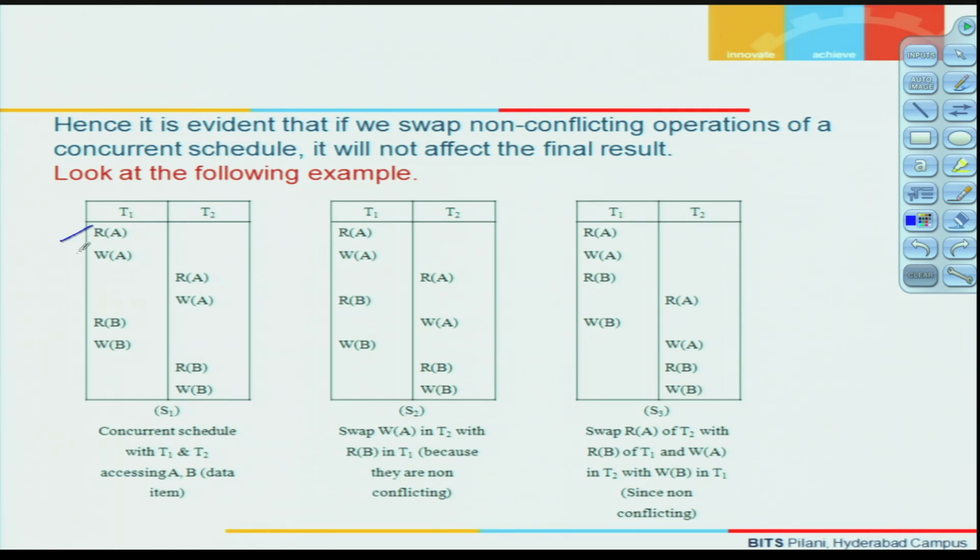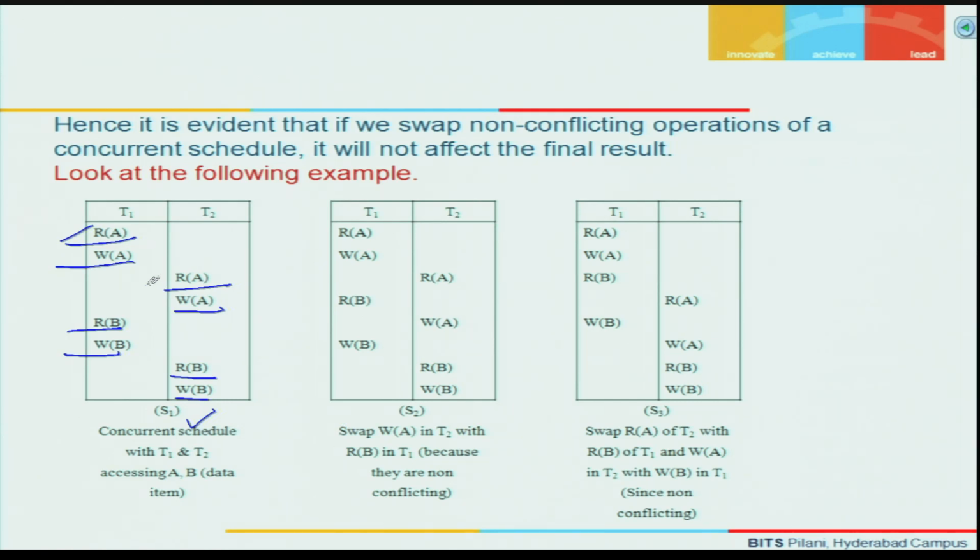T1 reads A, writes A, T2 reads A, writes A, T1 reads B and writes B, and T2 reads B and writes B. Let us consider that this is the schedule S1, which involves two transactions, and these transactions try to access the data items A and B in a concurrent way.